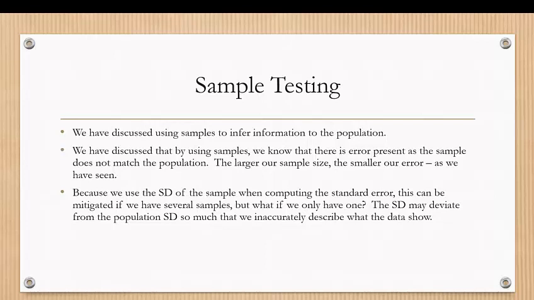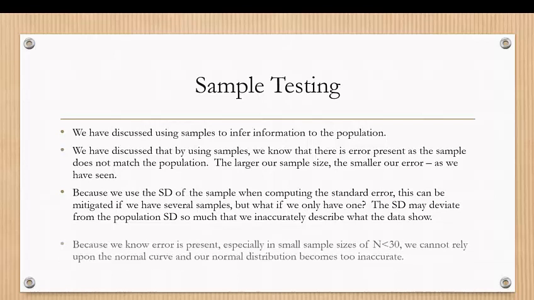We don't have multiple samples where we can find error and use those formulas that we discussed for sample error. We typically only have one sample, and if we happen to get that one sample where our sample standard deviation deviated from the population standard deviation so much, what we end up doing is inaccurately describing what the data really show.